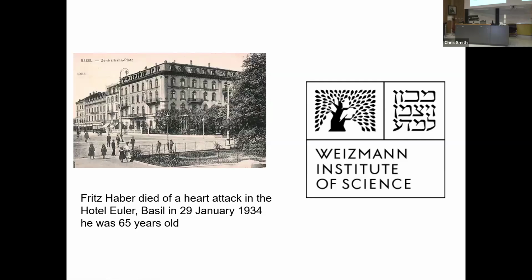Israel doesn't exist as a state in 1934. So he's going to Palestine to become the first director of the Weizmann Institute. And on his way there, his health has been deteriorating for some time. On his way there, he dies of a heart attack in the Hotel Euler here in Basel at 65 years old. And so that was kind of the end of his legacy, really.